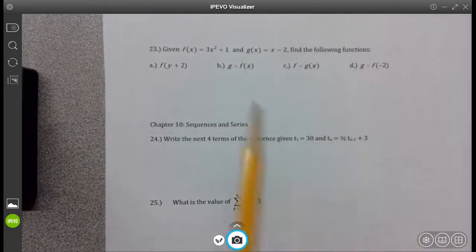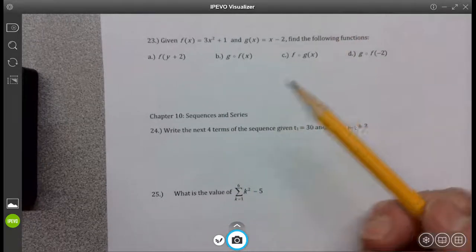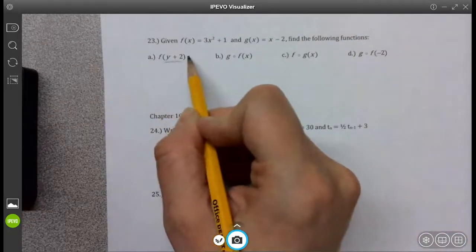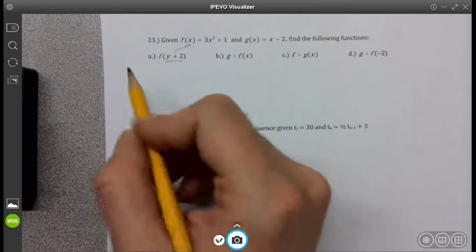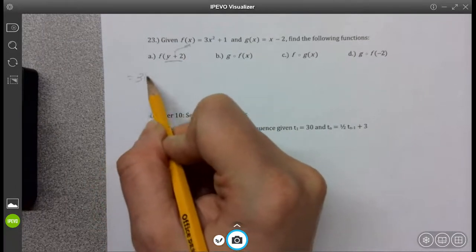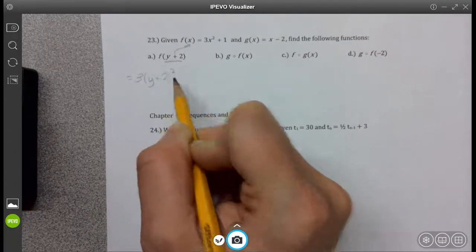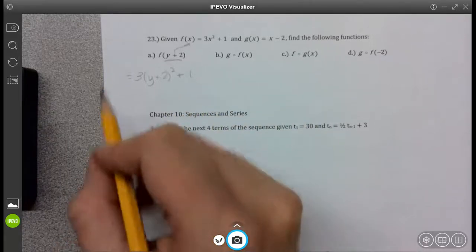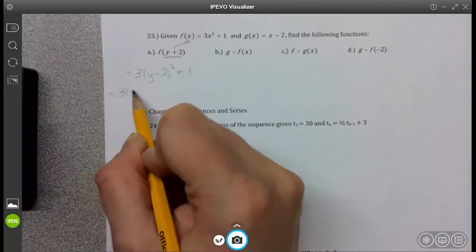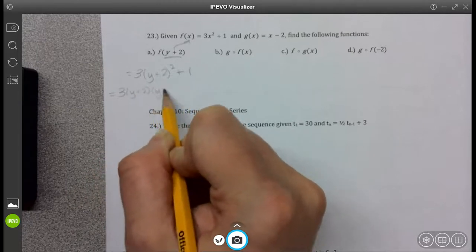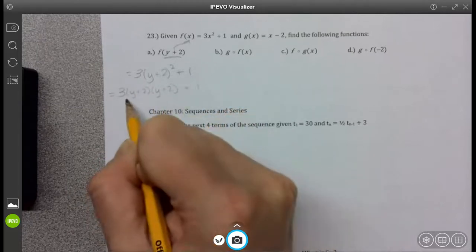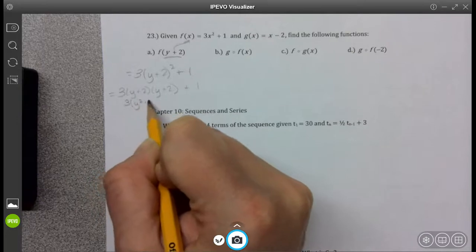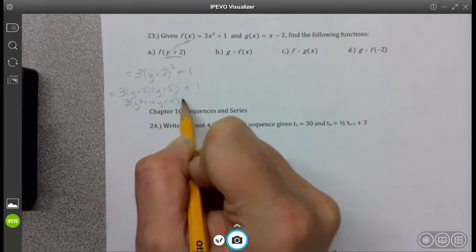23. Given these two functions, find the following functions. They want you to put a y plus 2 in for x. So wherever you see an x, you're going to replace it with a y plus 2. That could be your answer, but probably not. They're probably going to FOIL when they square it. You will get y squared plus 4y plus 4.